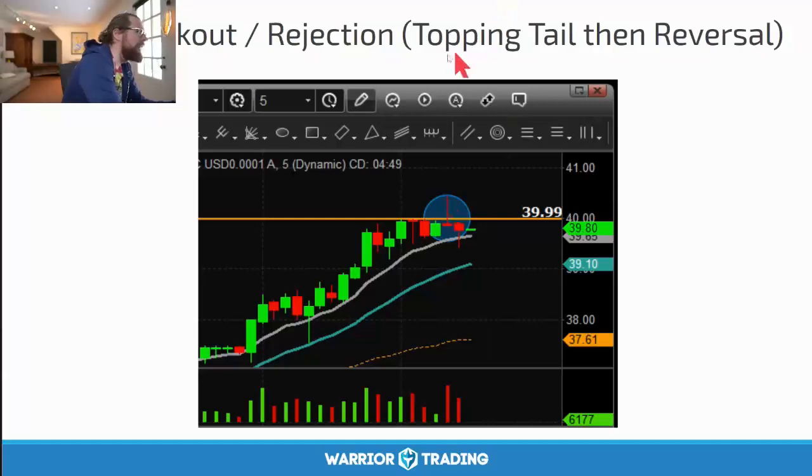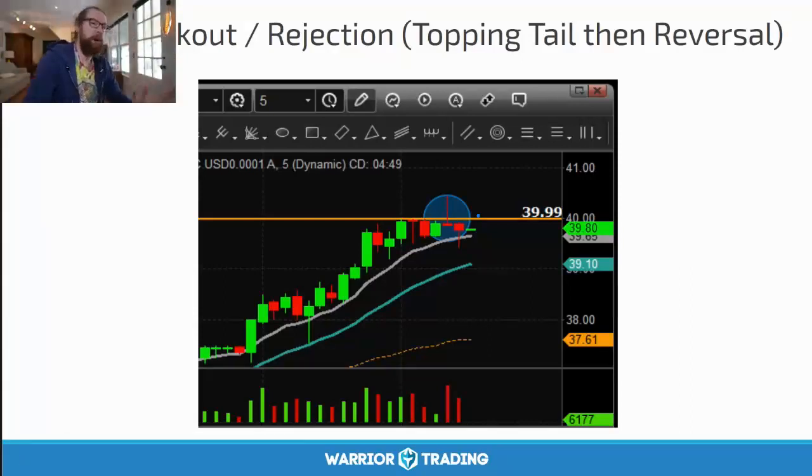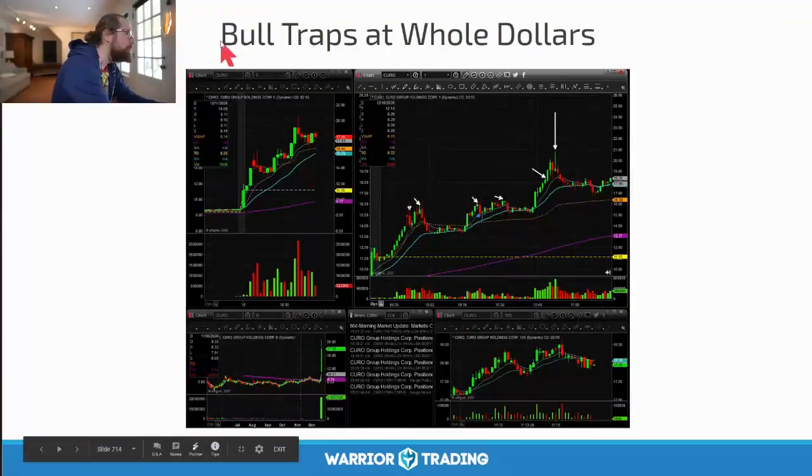So here we have the topping tail, then the reversal. It breaks that whole dollar of 40, surges up, and then immediately reverses. And then that ends up being a broken 5-minute pattern because of the topping tail, right? So we have to be mindful when we're taking these trades that if they start to go the wrong way, it can break the 5-minute chart. And then the 5-minute chart is a broken pattern. It's no good. So now we certainly wouldn't be interested in it.